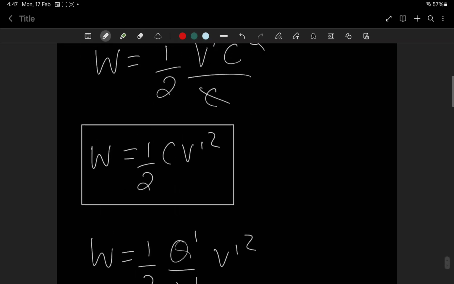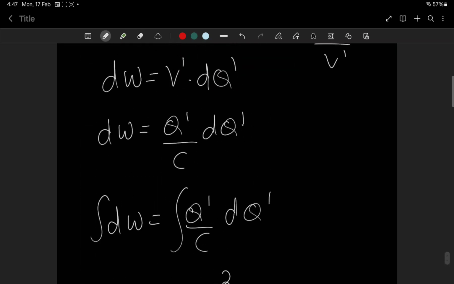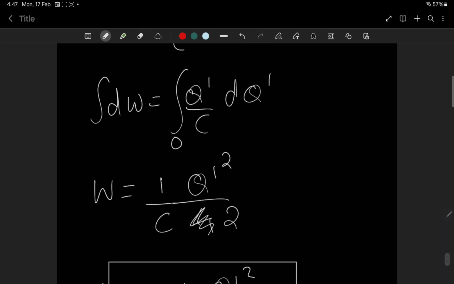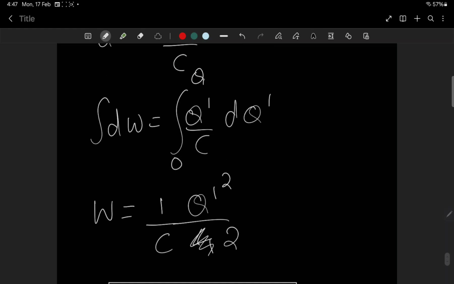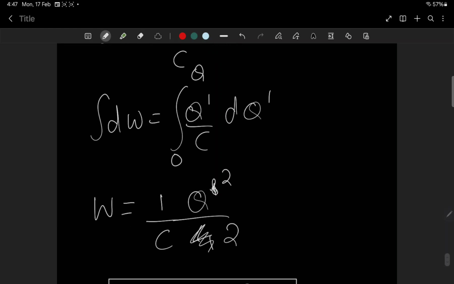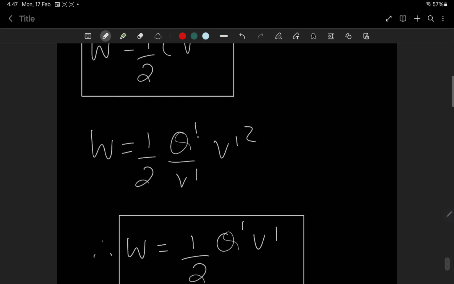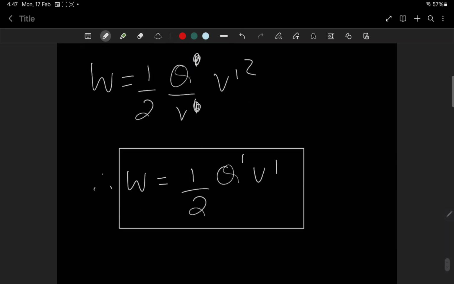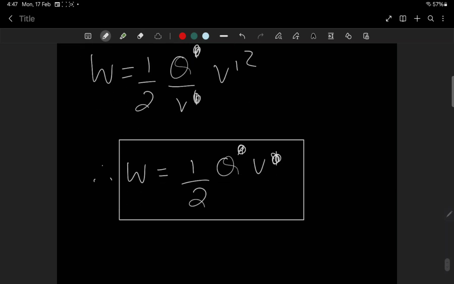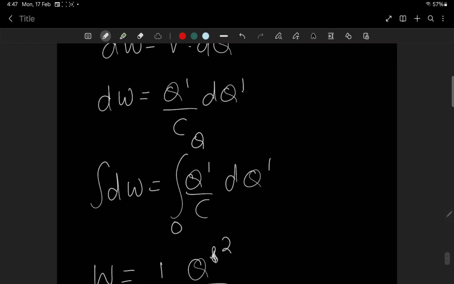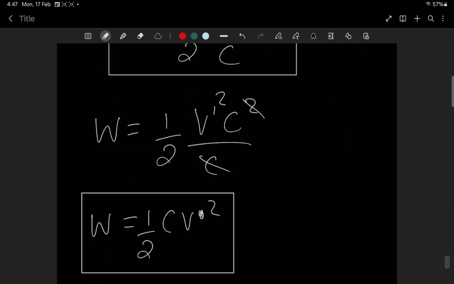Sorry, I forgot something. This is from 0 charge to Q charge. Totally we have to transfer it, right? So Q charge. So it will become not Q dash, but Q, and not V dash, but V. Okay, this is the equation. Completed. Energy stored in the capacitor.